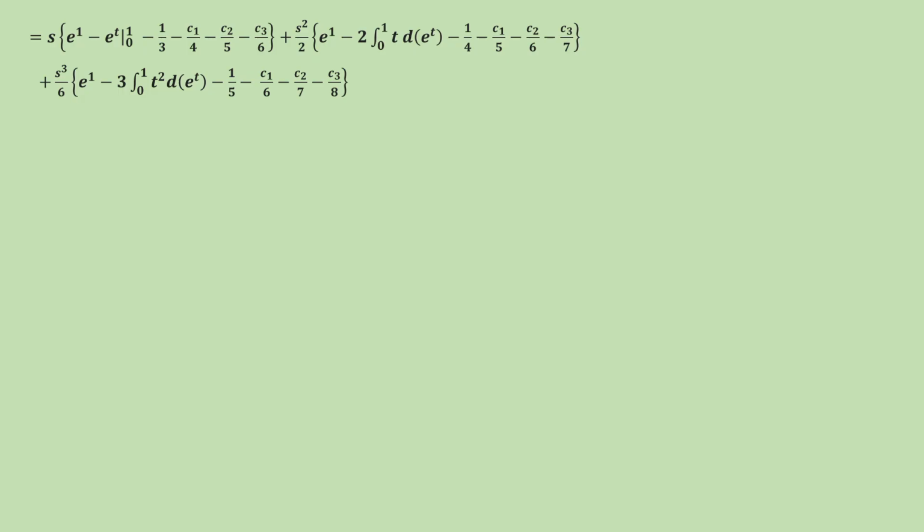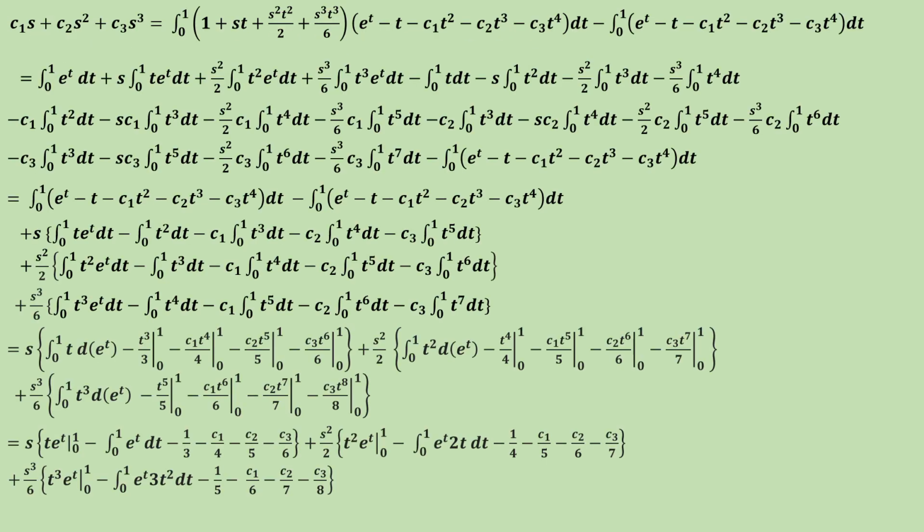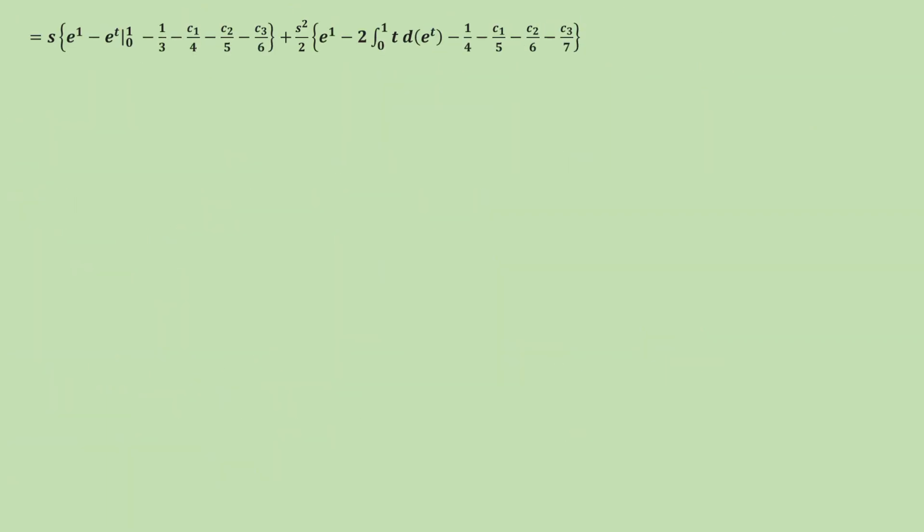Here, t e power t, so upper limit 1 into e power 1, and the second term is 0, minus integral e power t dt, which is e. So e minus e power t, lower limit 0, upper limit 1. The remaining terms are the same. Then plus s square by 2: first term e power 1, second term minus 2, e power t from lower limit 0 to upper limit 1, remaining terms as they are.